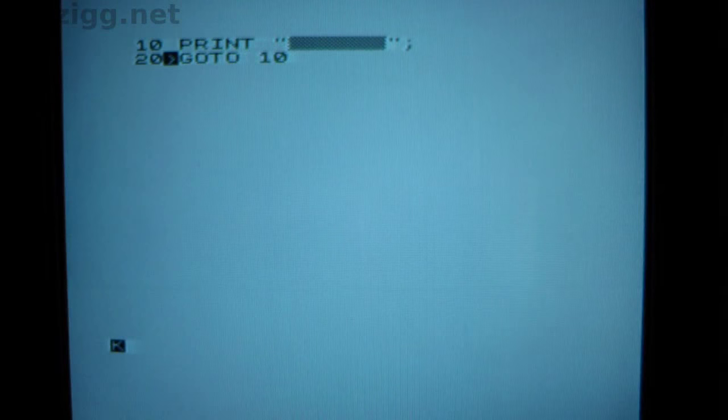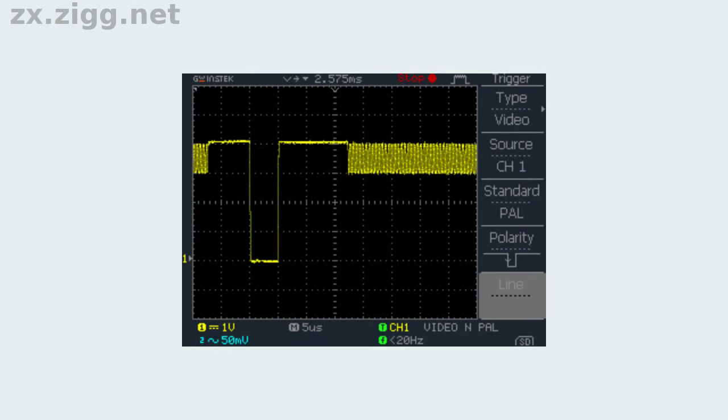To make the video signal slightly more interesting, I'm running this simple program to fill the screen with the chessboard pattern graphic character. Here's the signal at the input to the ZX81's video modulator displayed on an oscilloscope. The vertical scale is 1 volt per division, and the 0 volt level is indicated by the small marker on the left.